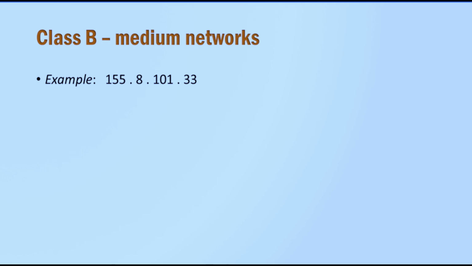155.8.101.33. So in a class B network, the first two octets represent the network portion, and then the last two octets represent the host portion. So what is the network address in this example? Again, we're going to copy the network portion, which is 155.8. And then in the host portion, we're going to use all zeros. Of course, all zeros in binary format are the same in decimal format.